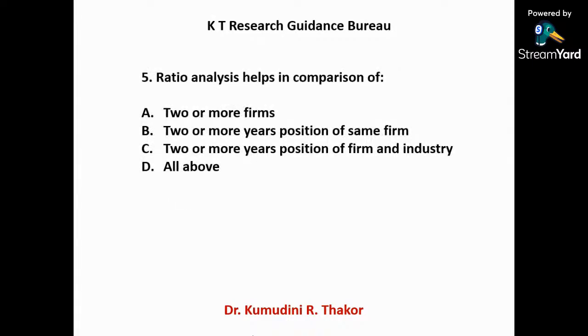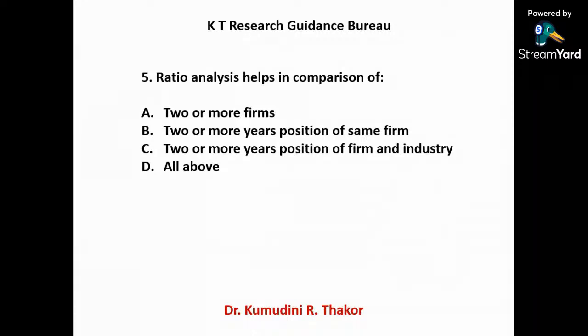Fifth question is: ratio analysis helps in comparison of, which sort of comparison? A option is two or more firms. B, two or more years position of same firm. C, two or more years position of firm and industry. And D option is all above.